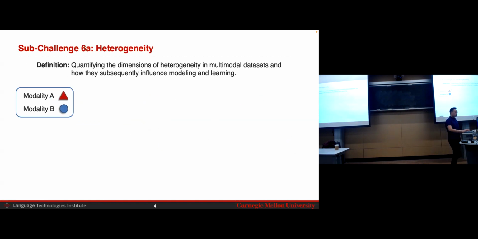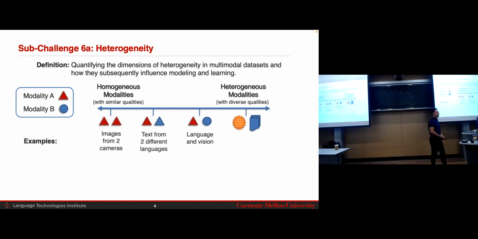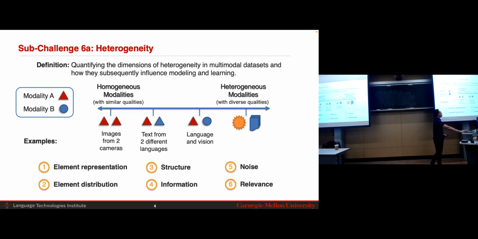So just as a refresher on heterogeneity, we saw this spectrum, right? We saw that it's a spectrum from modalities that are more homogeneous to modalities that are more heterogeneous, right? And we saw examples of the fact that similar modalities can be images from 2 cameras, and you can start getting more and more different by going to text with different languages and language and vision and even other more different modalities. And we also saw these 6 dimensions of heterogeneity. You recall these are going to be relevant.